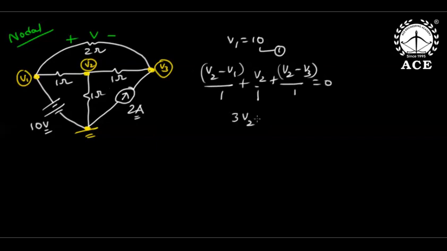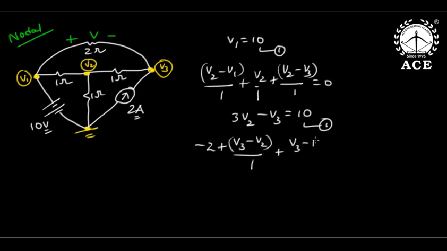So 3V2, of course V1 is 10 now. Okay, 3V2 minus V3 equal to 10 because V1 is 10. See, this current plus this current plus this current is 0, sir. V2 minus V1 by 1, V2 by 1 because this is 0, V2 minus V3 by 1. Third, if I write, this is minus 2 plus V3 minus V2 by 1 plus V3 minus V1, 10, by 2 equal to 0. So minus 2V2 plus 3V3 equal to 14.